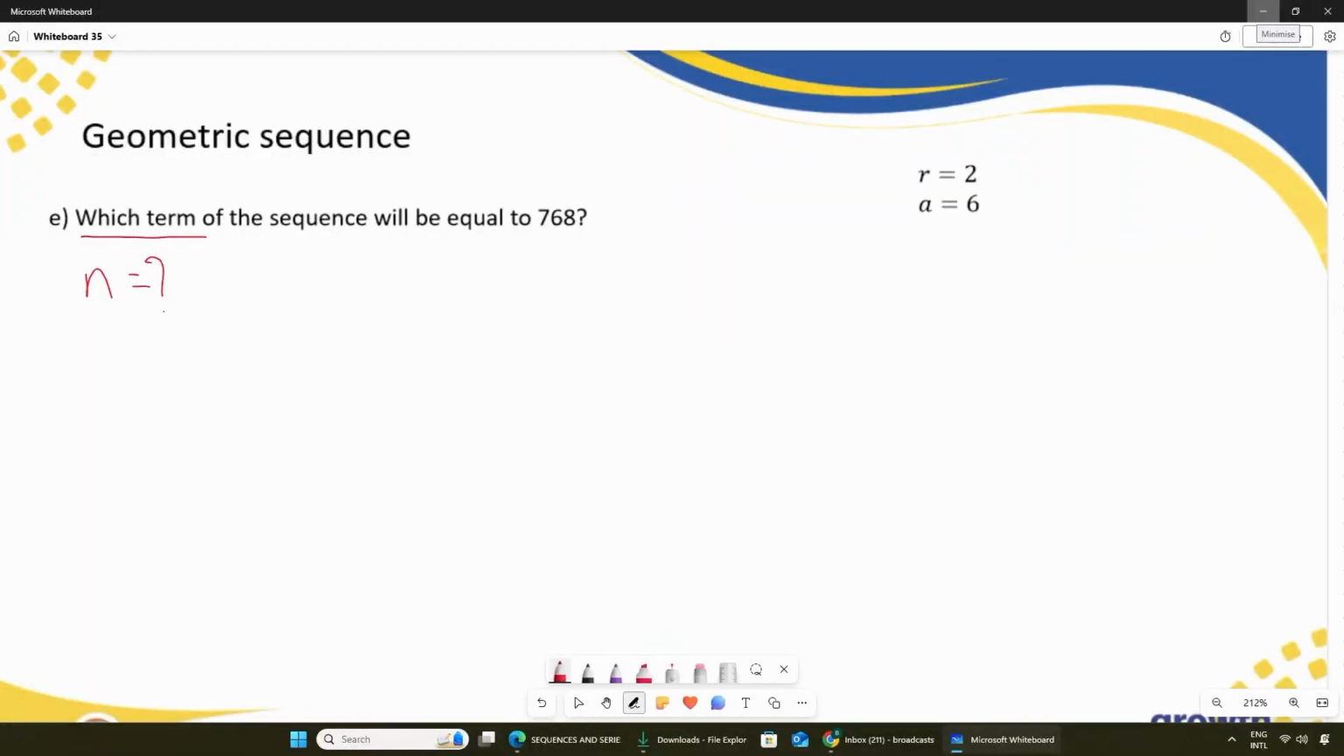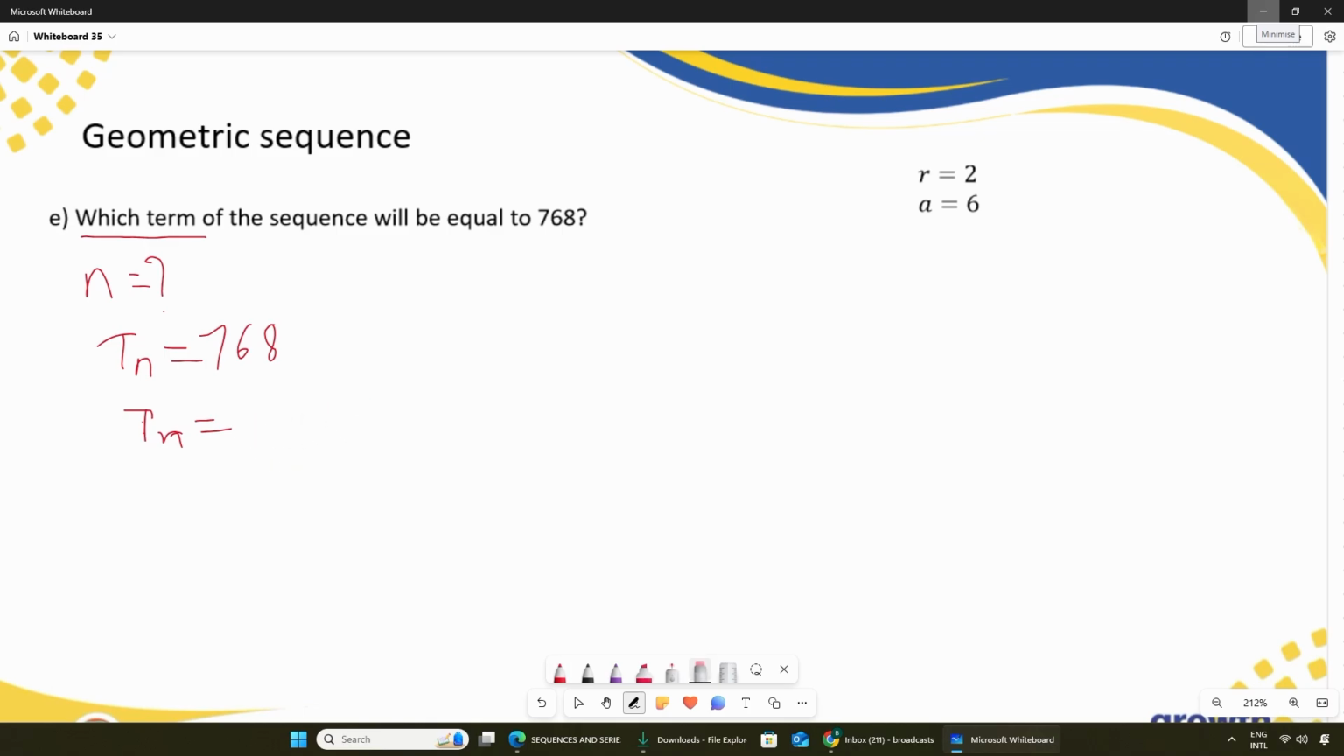Okay, remember what I said. Which term of the sequence will be equal to this value? Which term? That simply means they are looking for the position. This is very important, grade 12. Make sure that you analyze the question. Now that simply means you have the value, which is Tn equals 768. You're going to use the general formula, Tn = ar^(n-1).